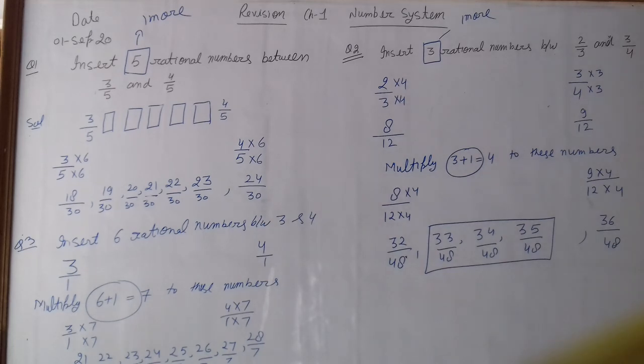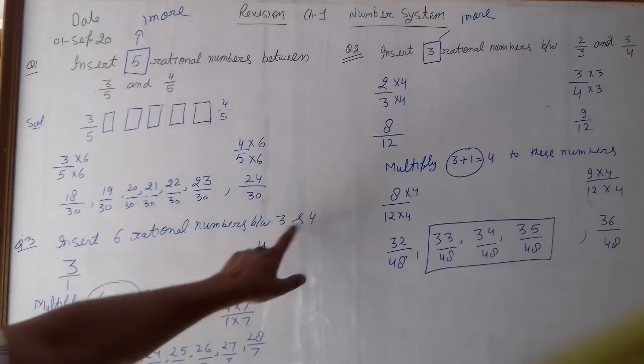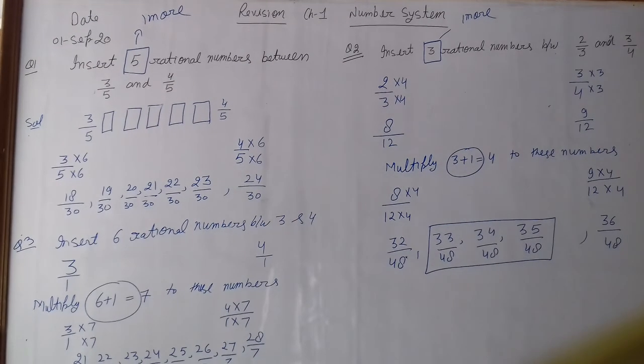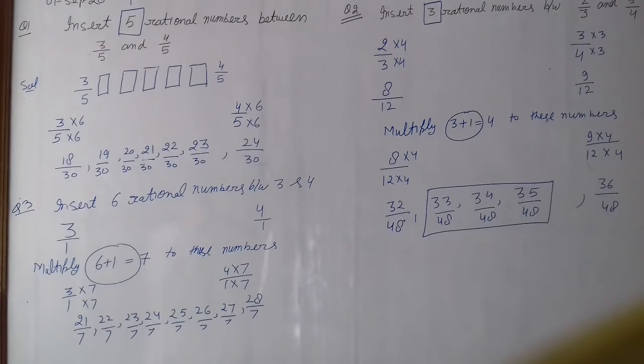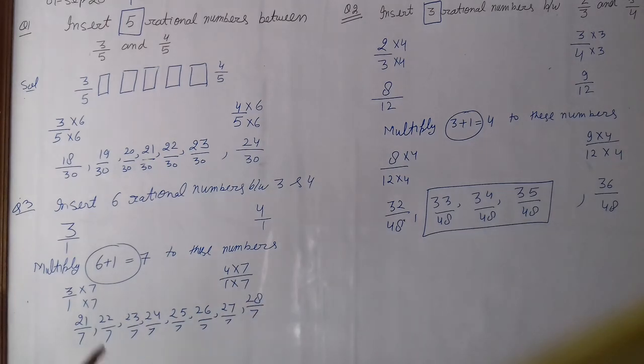Is it clear, students? And now, these 6 rational numbers between 3 and 4. These are two natural numbers, 3 and 4. So we write here 3 upon 1 and 4 upon 1. Denominator is same, 1. So as we have the pattern, one more than the inserting number. So the inserting number is 6. So we have to multiply one more than 6. That is 7. So multiply 7 to these numbers. We will get 21 upon 7 and 28 upon 7. Write the 6 rational numbers between these two.